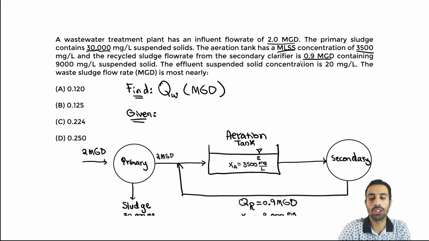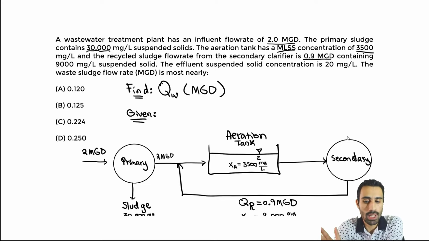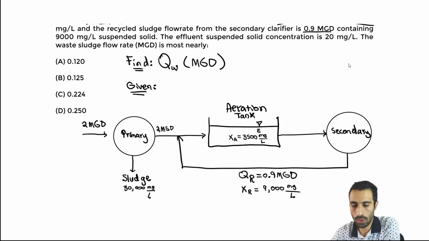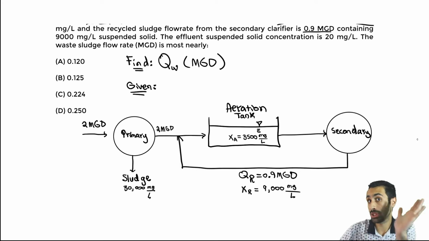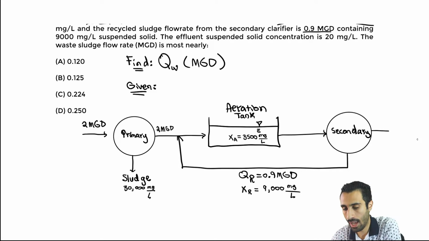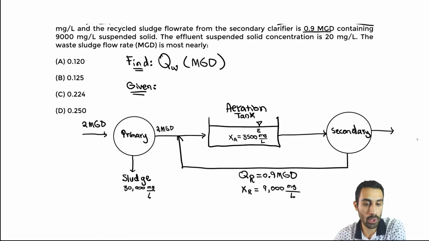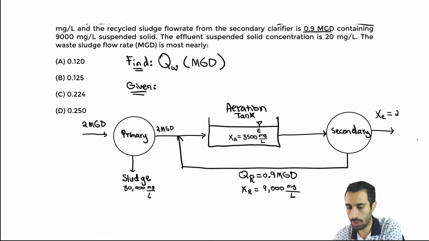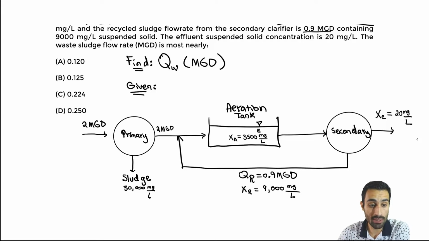It says the effluent suspended solids is 20 milligram per liter. That's what comes out of the secondary. So we will say effluent is always at the very end after secondary. And we denote the concentration as X effluent, E for effluent, as 20 milligram per liter. And then we want to find Q waste in mgd.